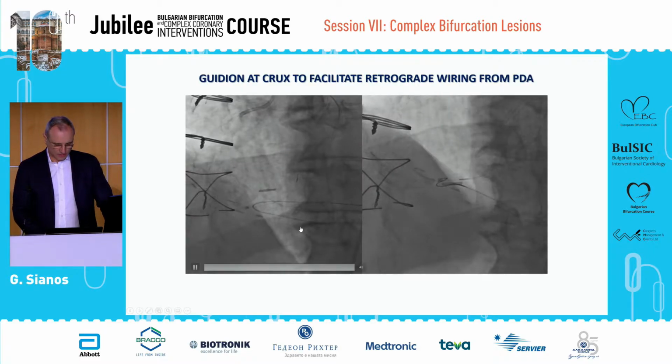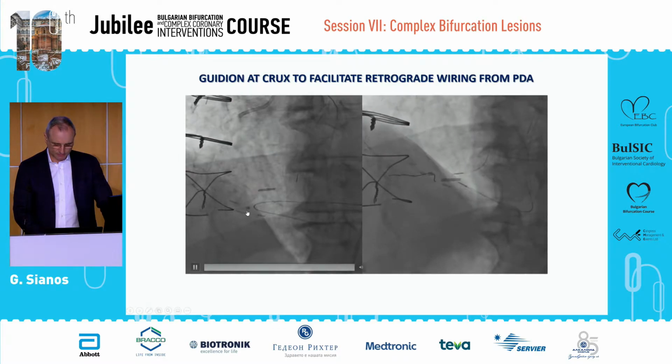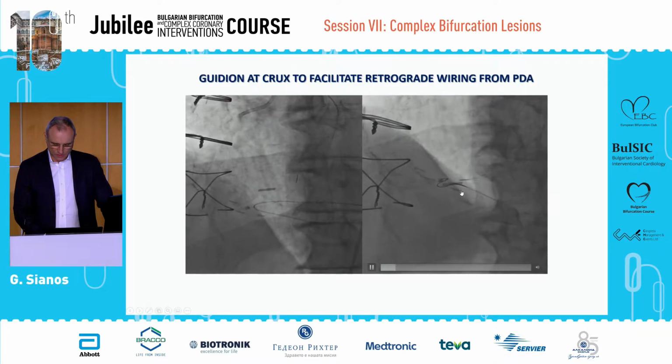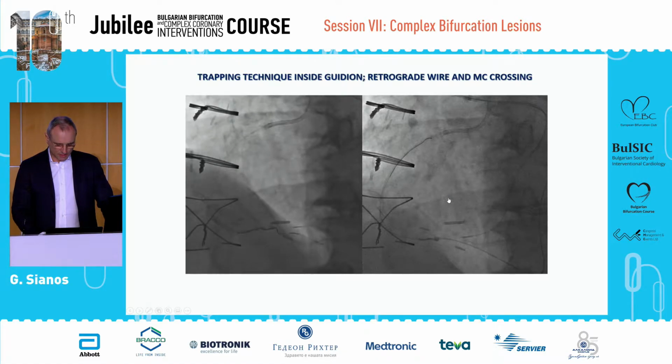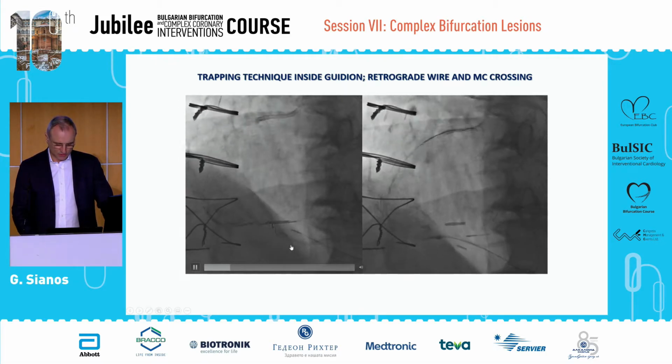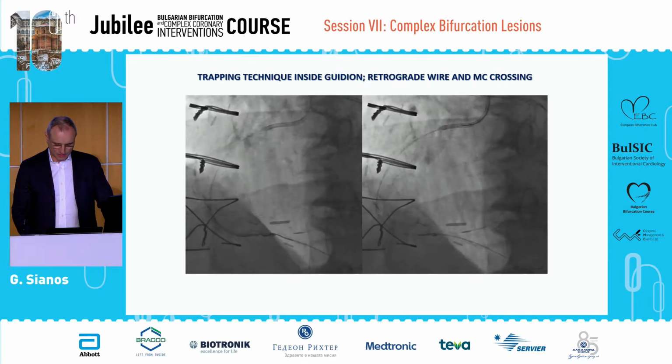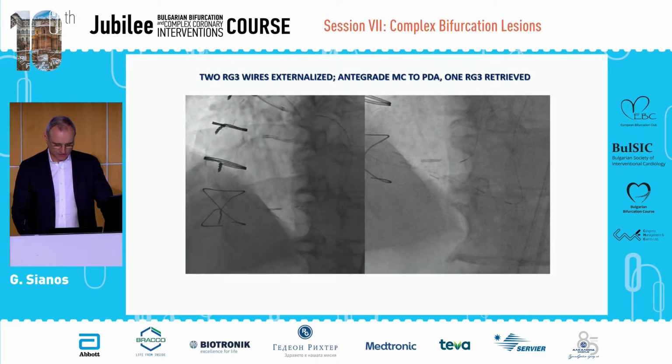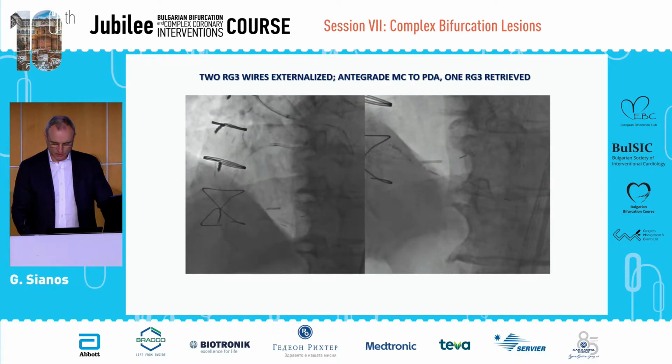And then a guiding catheter extension has been used here, and it was advanced exactly at the point of the distal cap. Then retrograde wire from the PDA is entering this guiding catheter extension, and by trapping the wire into the guiding catheter extension, we're able to advance the microcatheter of the PDA into that. Second wire was externalized, as you can appreciate here. So two externalized wires, one for each branch. So double retrograde, not single as in the previous case.